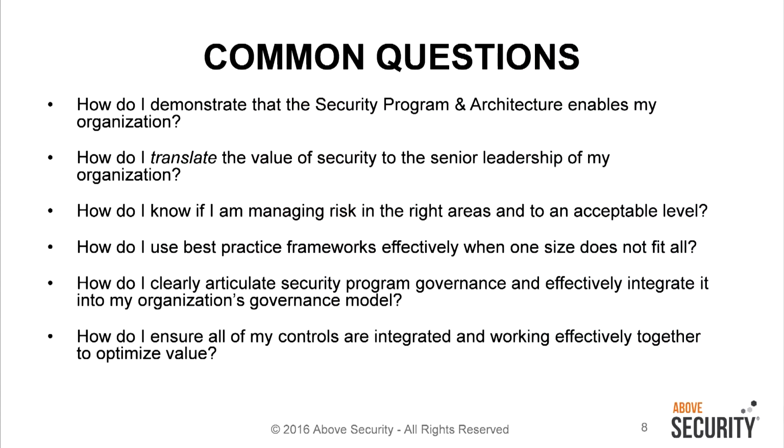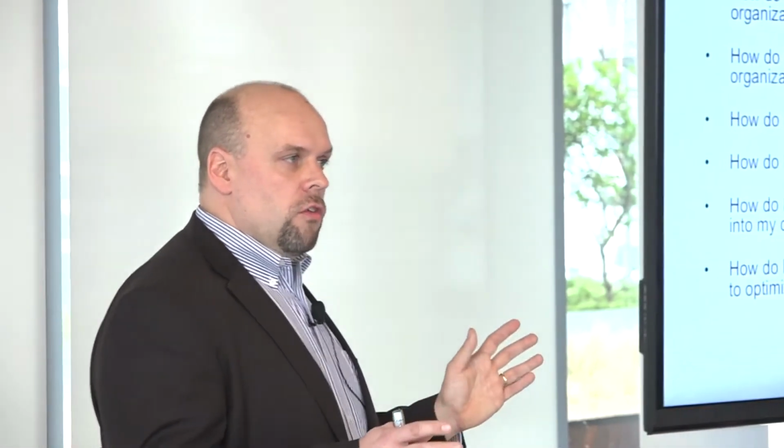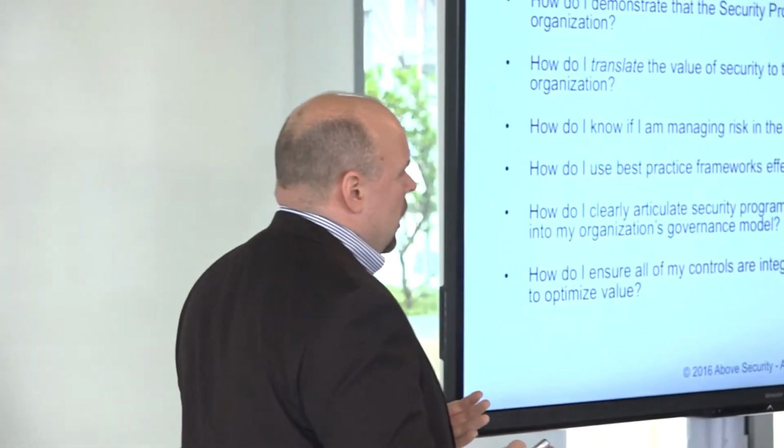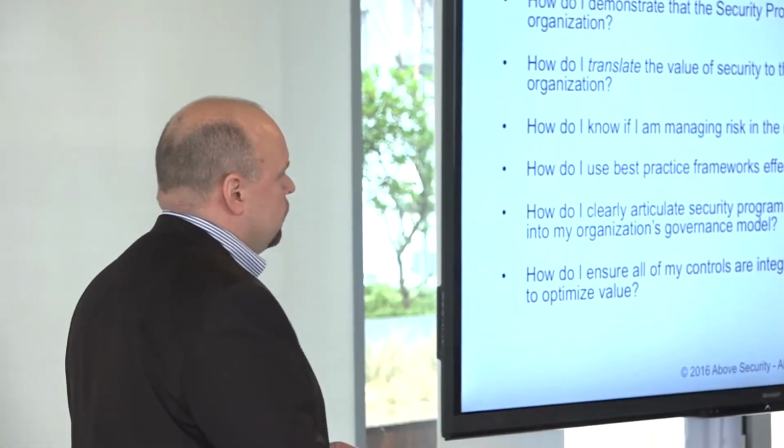The other thing is, how do I actually know if I'm actually managing risk in the right areas and actually to an acceptable level? A lot of times organizations will do TRAs, they'll be very solution focused. They won't necessarily have a picture of how risk aggregates or a picture of how things fit together. And so they'll have a sense of assurance, but it's easily picked apart as a result of that.